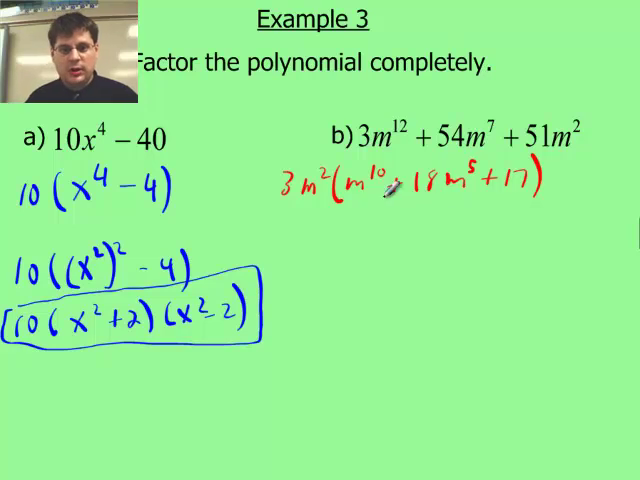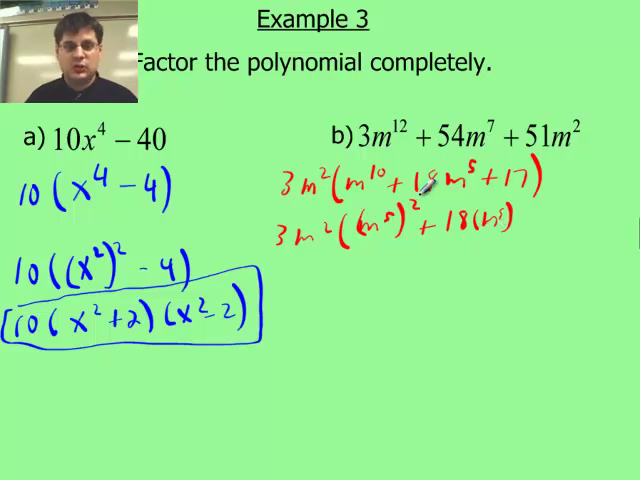Again, this is in the form of a quadratic. If I rewrite it, you can see it a little bit better. So this is like our squared term, except what are we squaring? We're squaring m to the 5th, right? It's m to the 5th squared. And then this would be our non-squared term. That's just going to be 18, and then this is just m to the 5th.